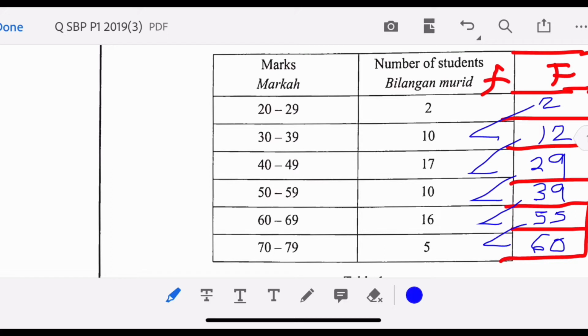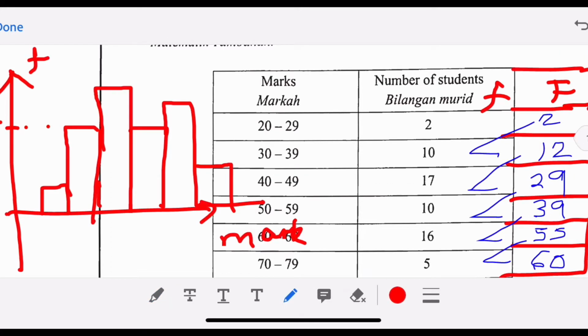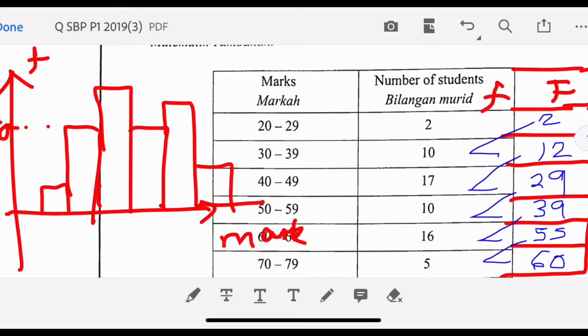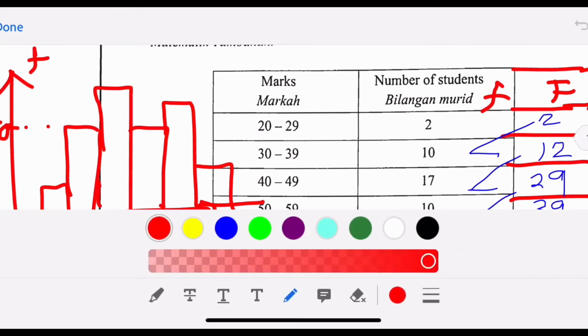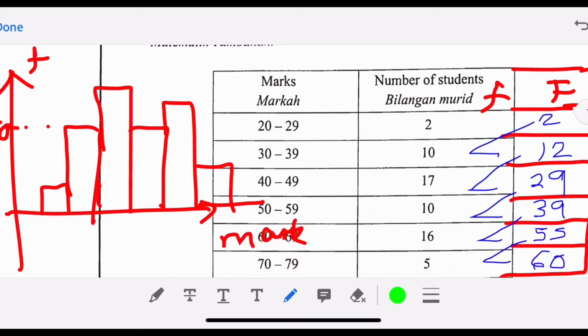Normally for a histogram we need graph paper, right? But for paper 1, even if you ask for graph paper, I don't think the examiner will give it to you. Maybe you can try, but I think we just sketch a simple one, because this is paper 1. So let's sketch the histogram now.